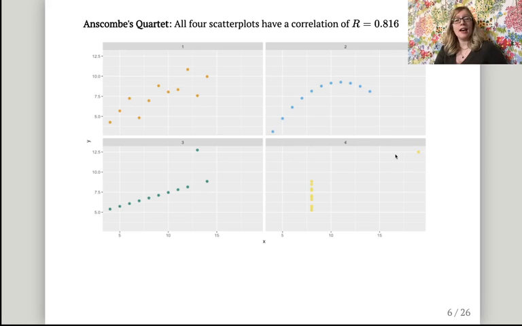So we can have variables that have a different type of relationship, say a quadratic relationship, and still have strong correlation. Or outliers can come along and either, in the case of number 3, decrease the correlation, or in the case of number 4, introduce a correlation that wasn't there to begin with.